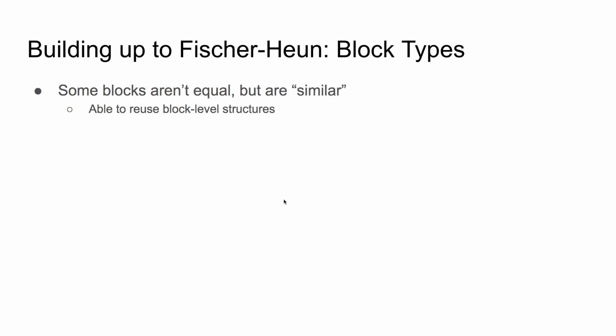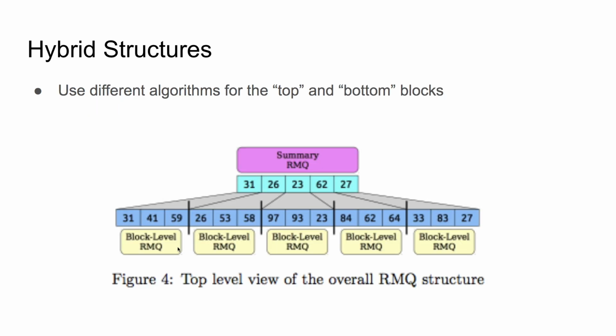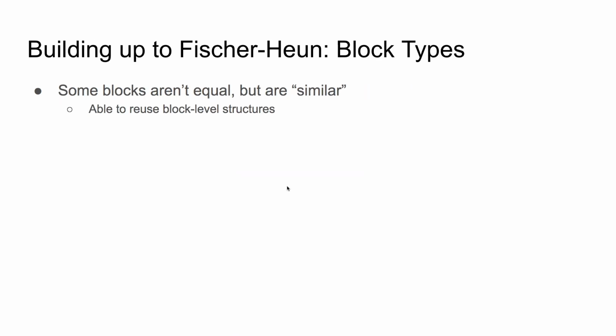We need to save time on basically building the structure because it takes a lot of computing time. So we find that some blocks are going to be similar to each other. As in, if you look at these two arrays, one is 1, 3, 2, 4, the other is 10, 30, 20, 40. The arrays are obviously not equal because they contain different numbers, but they're similar in the sense that any range minimum query is going to have the same answer.